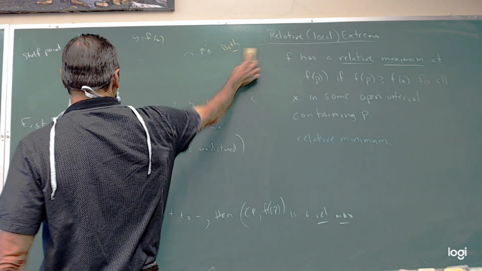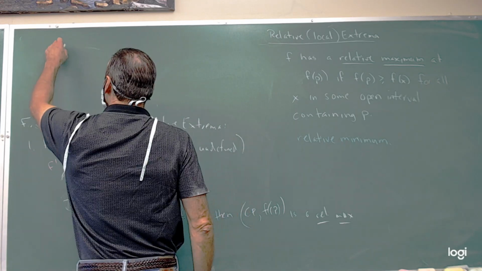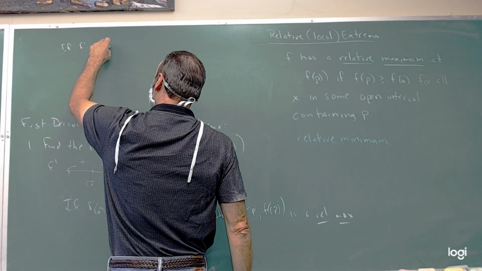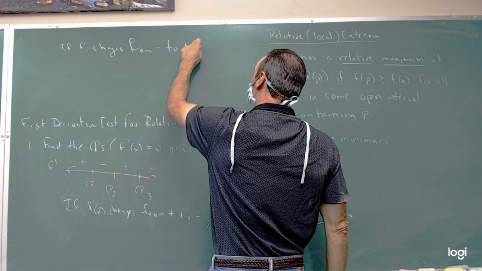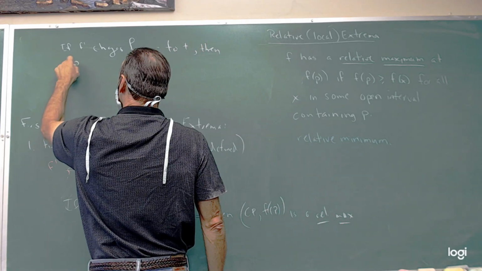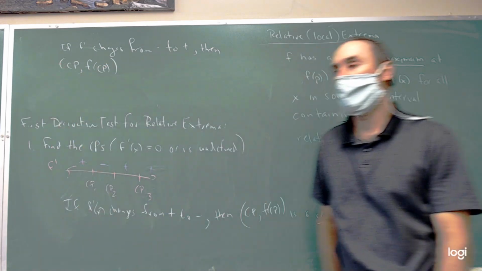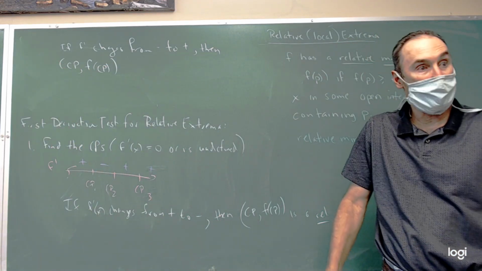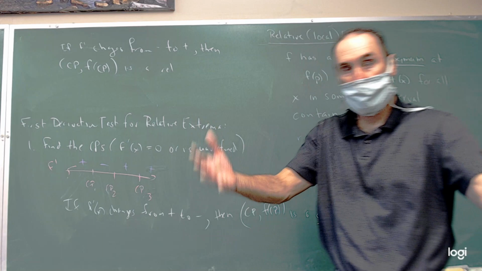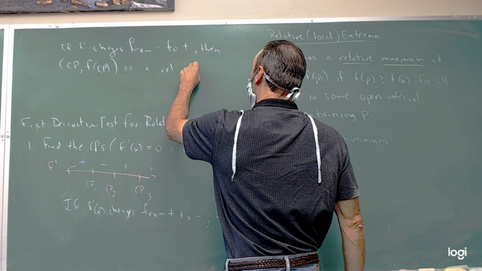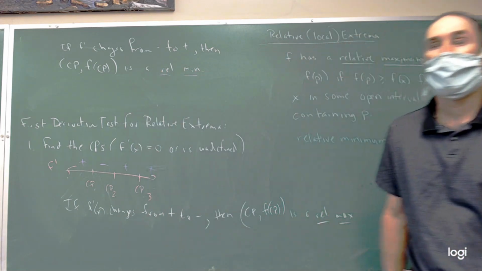I need more room up here. Sorry, graph, it took a lot of time and energy, but I'm past that. If f prime changes from negative to positive, then that point CP comma f of CP, right, that x value of the critical point, and then the y coordinate comes from the function, not from the derivative, is a relative minimum. Okay?